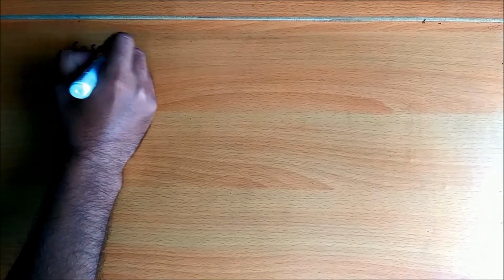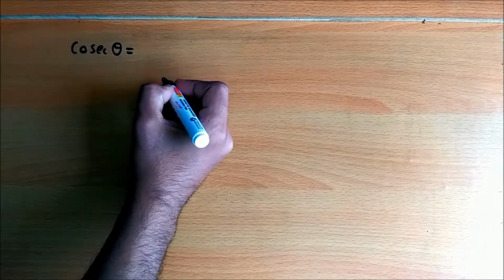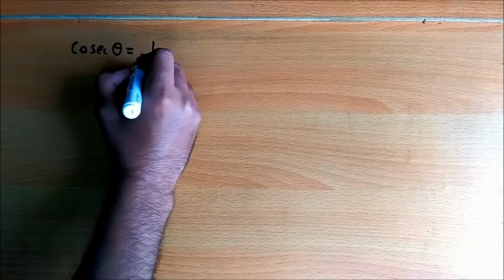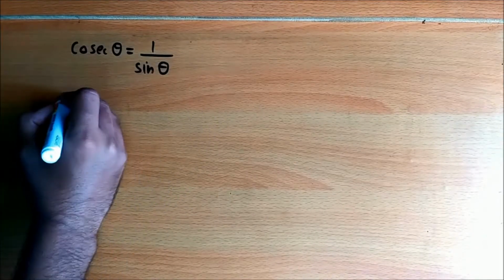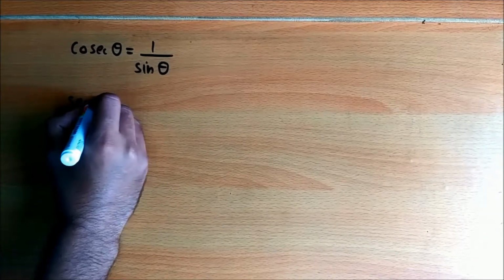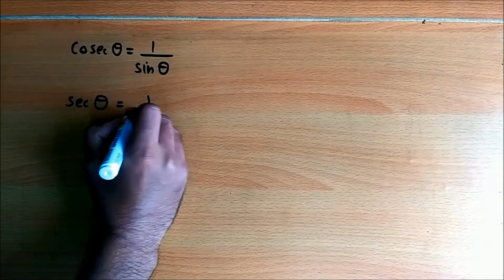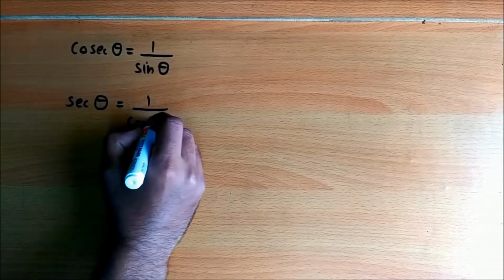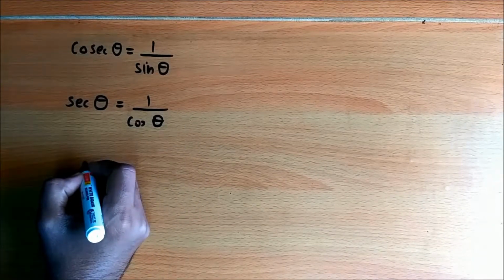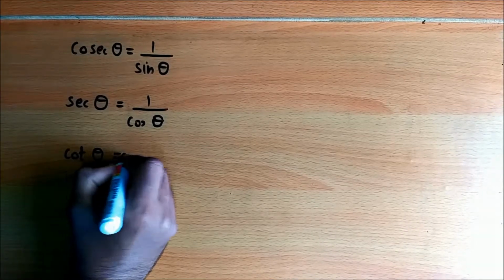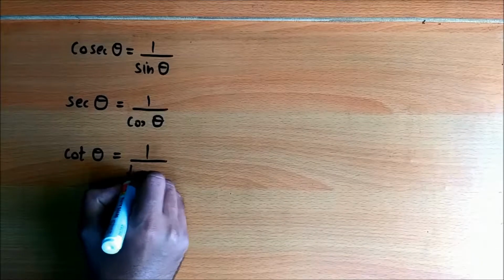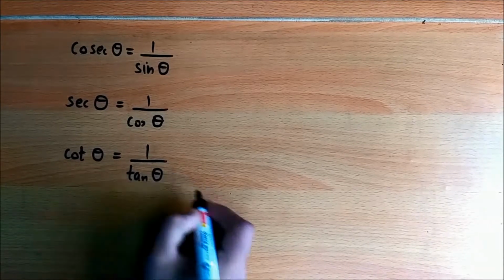Now, with what we have learned so far, let's put down a few identities, formulae you could say. The first one is cosec theta. Cosec is the reciprocal of sine. So yes, cosec theta is 1 upon sine theta, right? Second is sec theta. Sec is the reciprocal of cos. So you have sec theta is 1 over cos theta. Next is cot theta. Cot is the reciprocal of tan. So cot is 1 over tan.